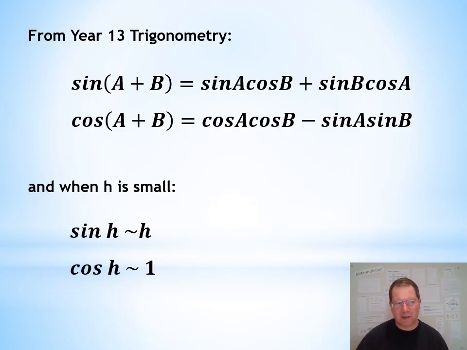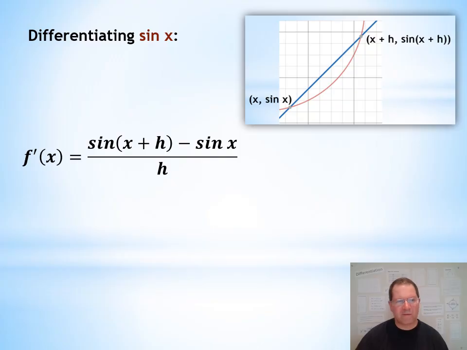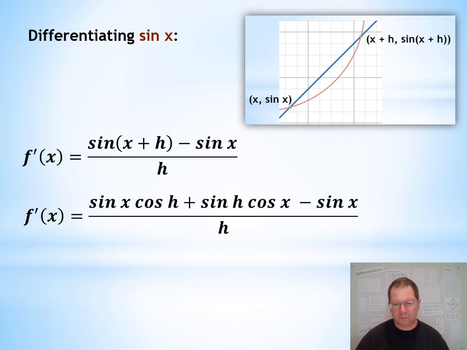and cos h is approximately equal to 1. So when we have y equals sine x, we have sine of x plus h minus sine x on top. That's your f of x plus h minus your f of x. And we have our x plus h minus x on the denominator, which of course is just h. So using our compound angle formula for sine of a plus b, sine of x plus h becomes sine x cos h plus sine h cos x.